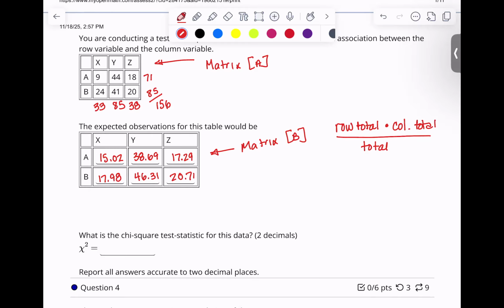All right, now I need to calculate the chi-squared statistic. The easiest way to do that is to use the chi-squared test on your calculator. So I'm going to share my calculator again.